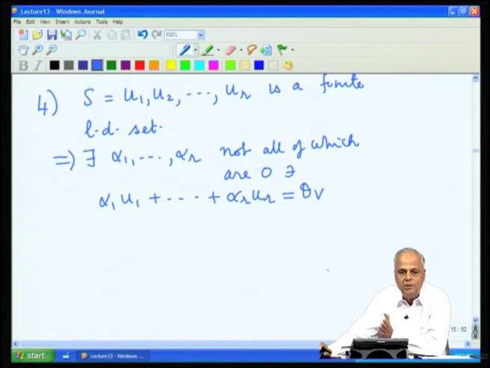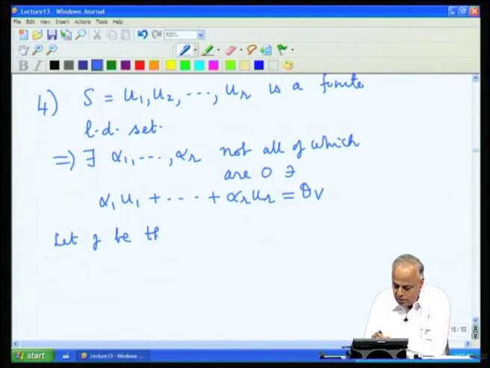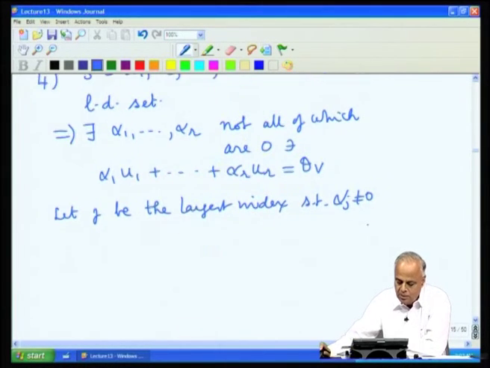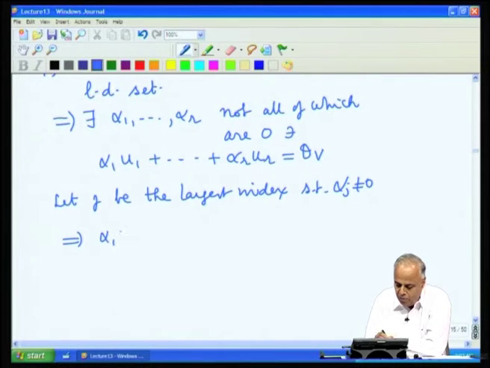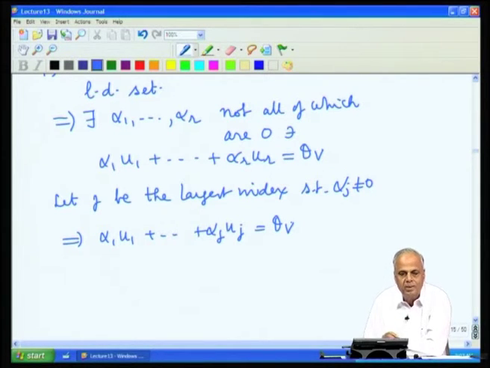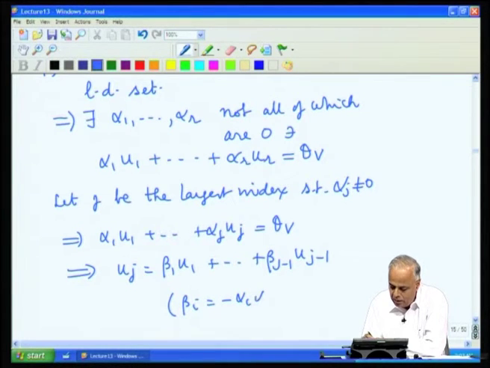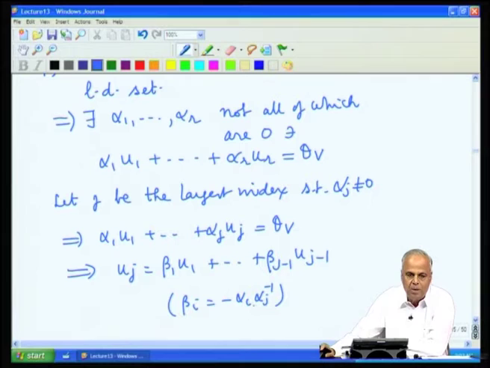Once again, look at the largest index for which alpha j is not 0. So, let j be the largest index such that alpha j is not 0. Therefore, as before, we get alpha 1 u1 + ... + alpha j uj is equal to theta V. Again, as before, we get uj is beta 1 u1 + ... + beta j-1 u(j-1), where beta i is minus alpha i by alpha j. This calculation is exactly the same as we did before.